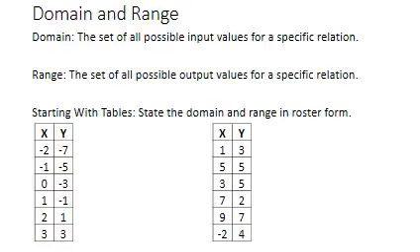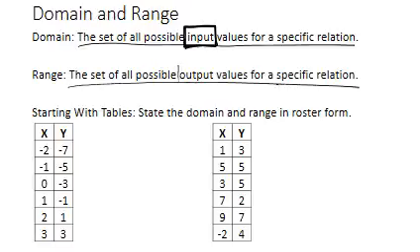The domain, simply put, is the set of all possible input values for a specific relation. So your domain is nothing more than your inputs. The x's, what are you putting into the relation? And the range is the set of all possible output values for a specific relation. Output. So your domain is your input, that's your x's. Your range is your output, that's your y's. So domain is x, range is y.